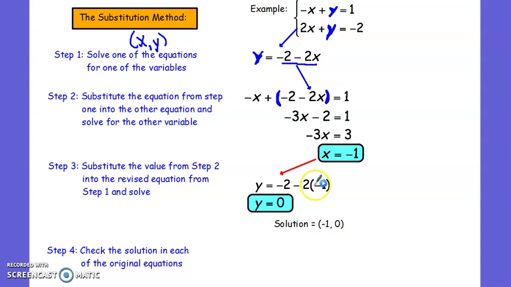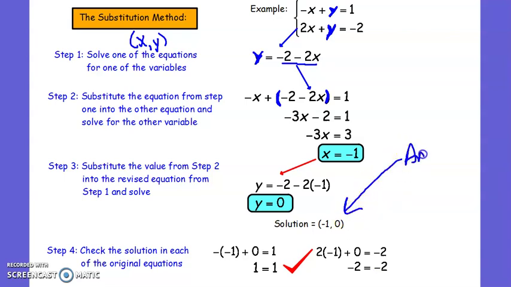Negative 2 minus negative, or minus 2 times negative 1 becomes a plus 2. Negative 2 plus 2 would have been 0. And in that case, now our solution is negative 1, 0. And if we took that negative 1, 0, put it back into our original equations, that's checking our solution. We would quickly find out that both sides equal 1 in the first equation, and both sides come out to negative 2 in the second equation. Checking your answer is always a good idea once you found your solution. But the main idea is our overall answer is technically this coordinate, negative 1, 0.